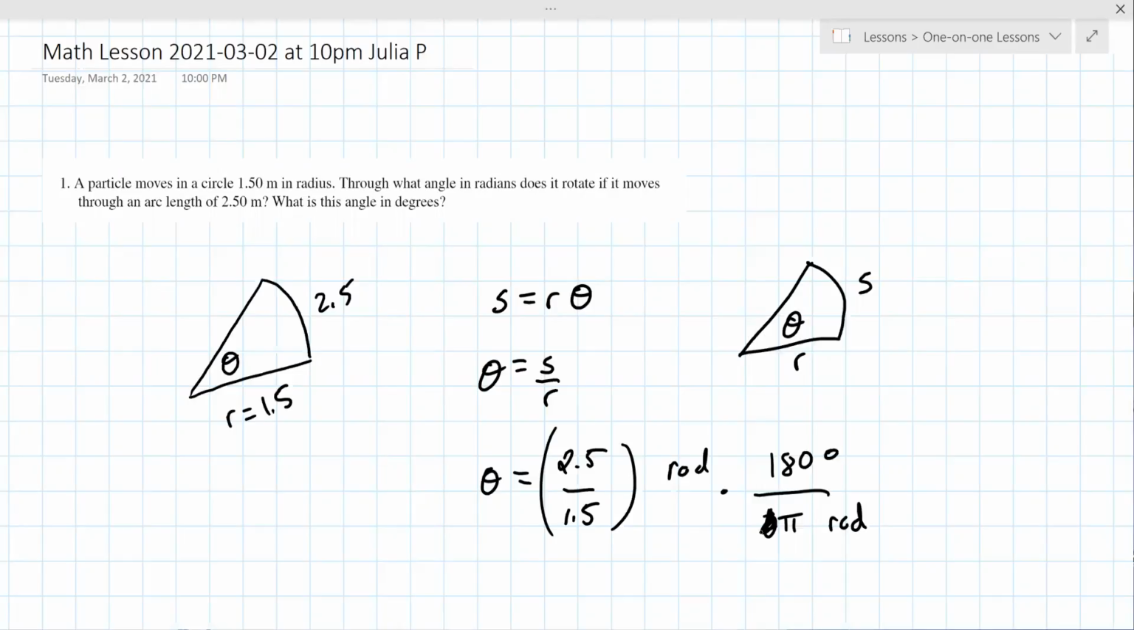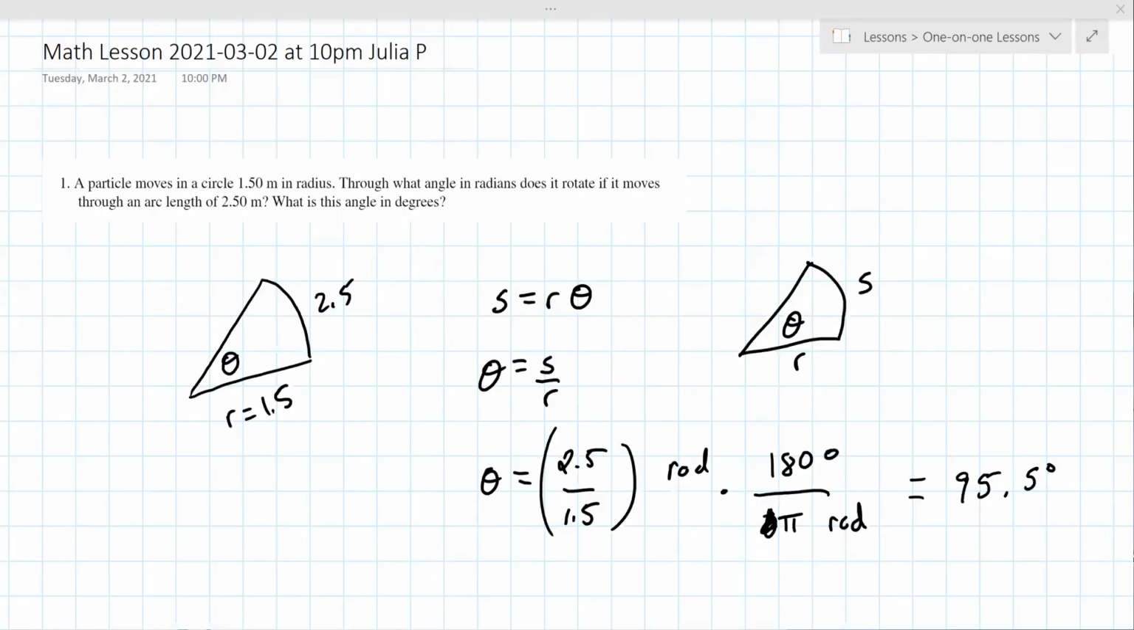Okay, so that ends up being 95.5 degrees. Wait, so 2.5 divided by 1.5, I get 1.666, and then multiply that by 180 and divide that by pi. Yeah. Okay, I see it now. I think I did something weird with the division or something. All right. Yep. All right.